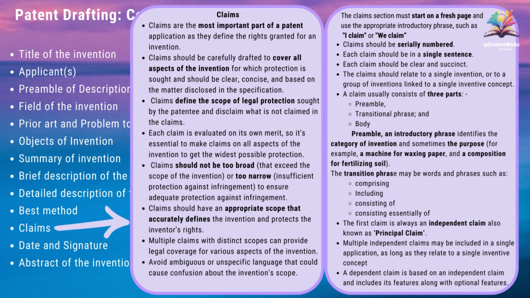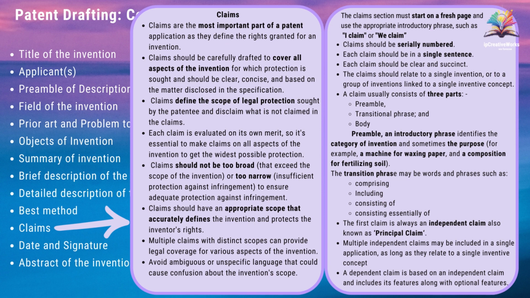Claims. Claims are the most important part of a patent application as they define the rights granted for an invention. Claims should be carefully drafted to cover all aspects of the invention for which protection is sought and should be clear, concise, and based on the matter disclosed in the specification. Claims define the scope of legal protection sought by the patentee and disclaim what is not claimed in the claims. Each claim is evaluated on its own merit, so it's essential to make claims on all aspects of the invention to get the widest possible protection.